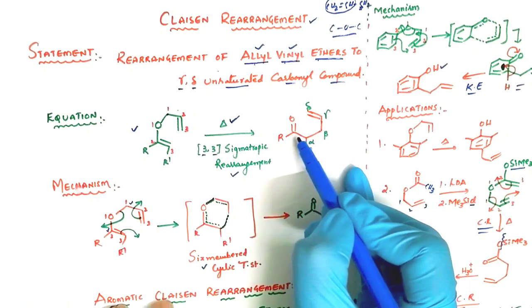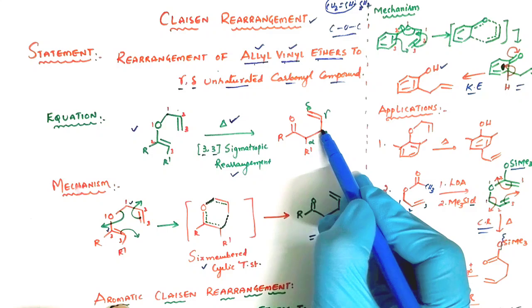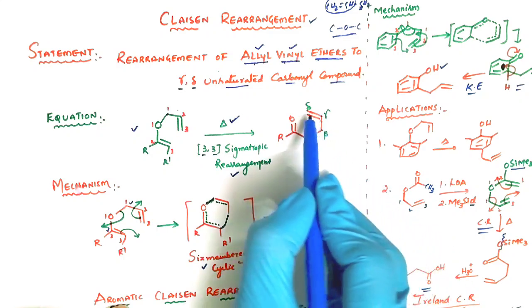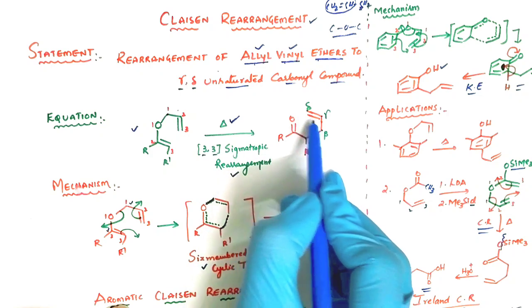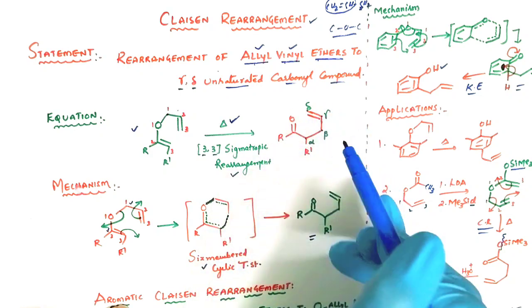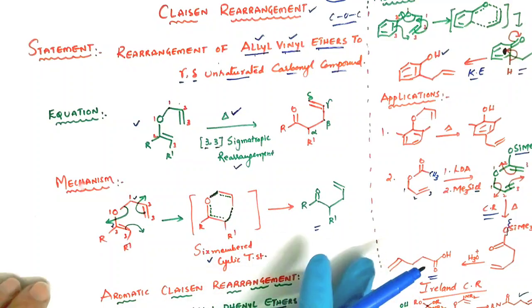With respect to this C double bond O, this is the alpha carbon, beta carbon, gamma carbon, delta carbon. In between the gamma and delta carbon, we are having a pi bond, right? So that's why this is an example of a rearrangement reaction.